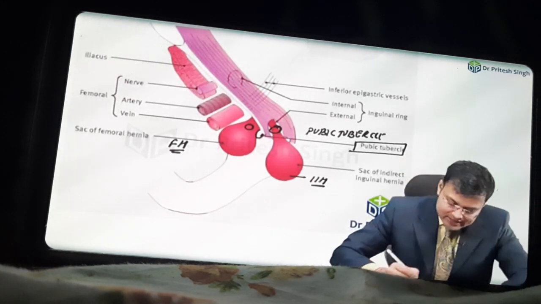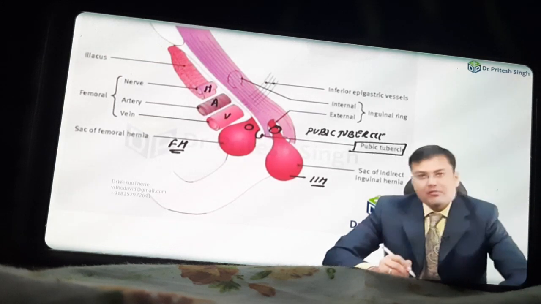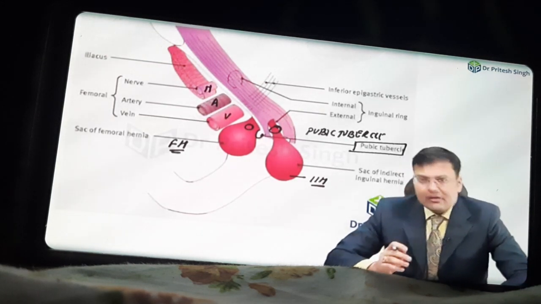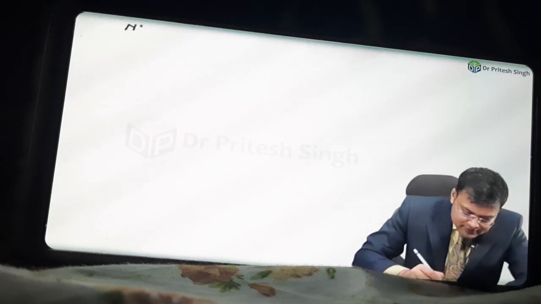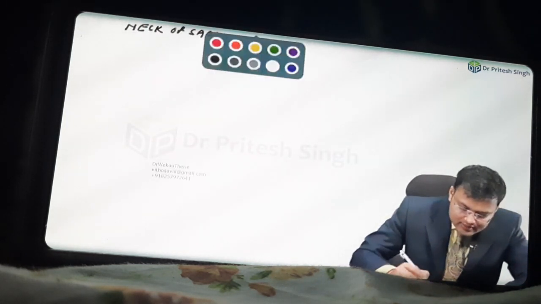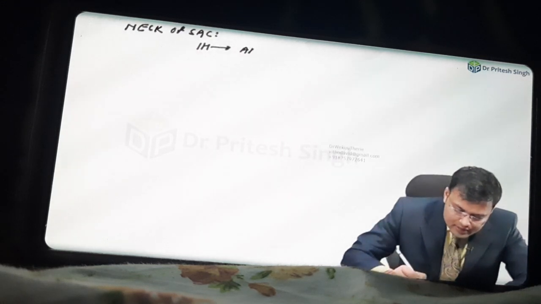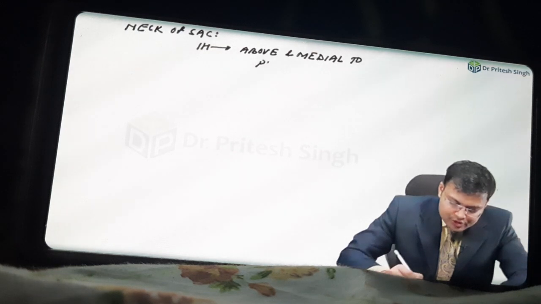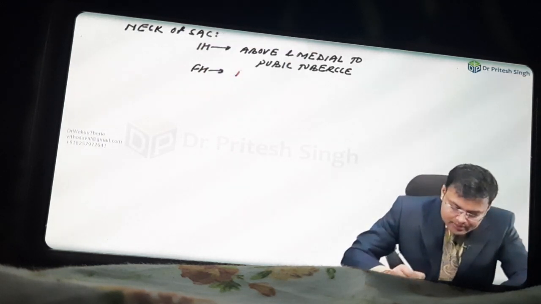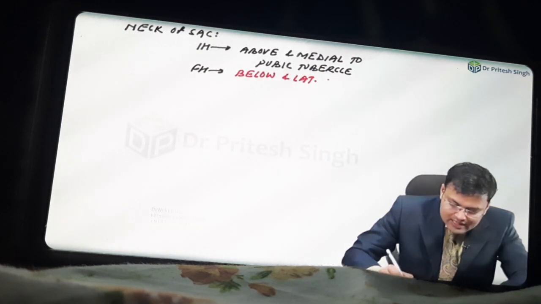One relation. Second, you can see that this is vein, this is artery, this is nerve: femoral vein, artery, nerve. If you see the relation of femoral vein, artery, nerve with femoral hernia, this is vein, artery, nerve from medial to lateral. So 2 questions. First, the neck of sac in inguinal hernia is located above and medial to the pubic tubercle, and in femoral hernia it is located below and lateral to the pubic tubercle.